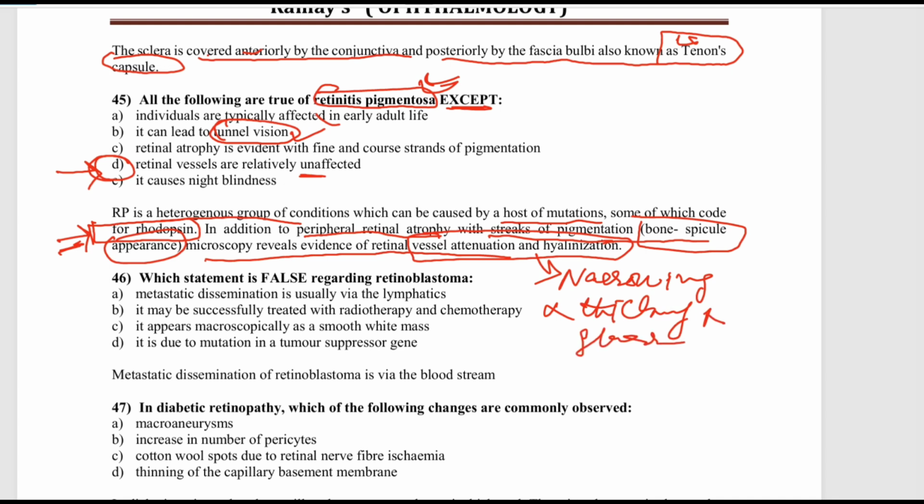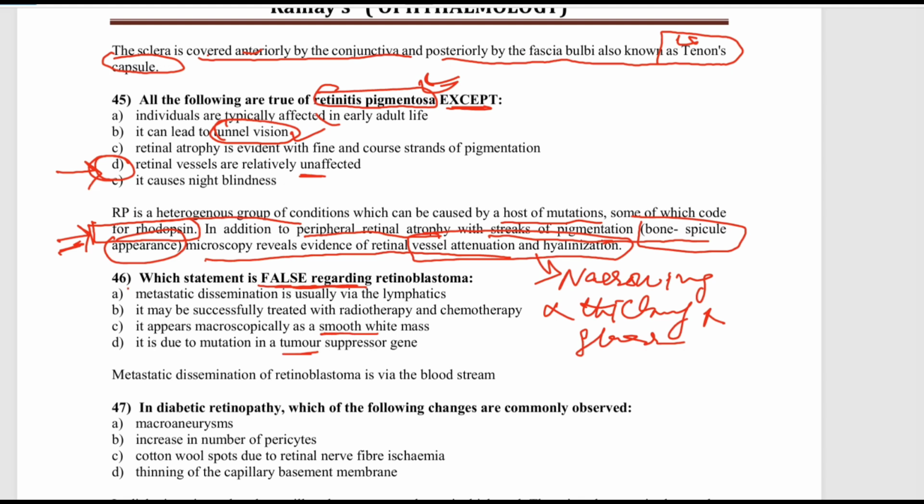The next question is, which of the following statements is false regarding retinoblastoma? The options are: metastatic dissemination is usually via the lymphatics; it may be successfully treated with radiotherapy and chemotherapy; it appears macroscopically as a smooth white mass; it is due to mutation in a tumor suppressor gene. So we have to choose the false statement here.